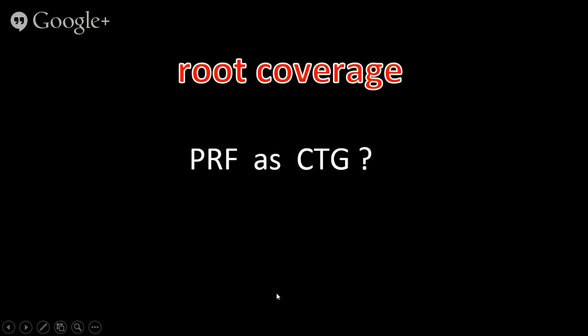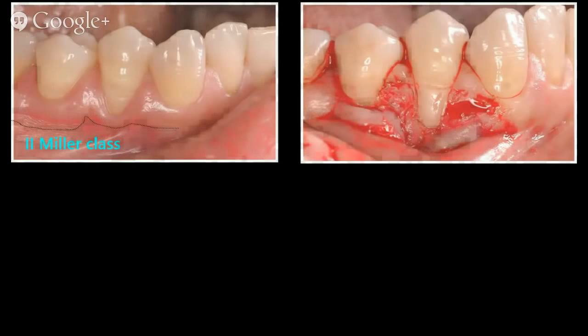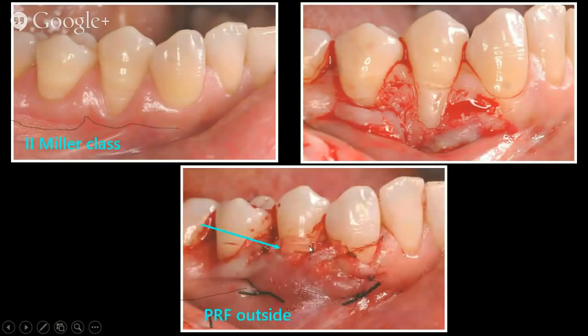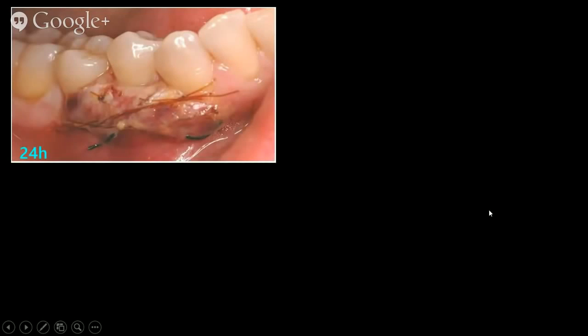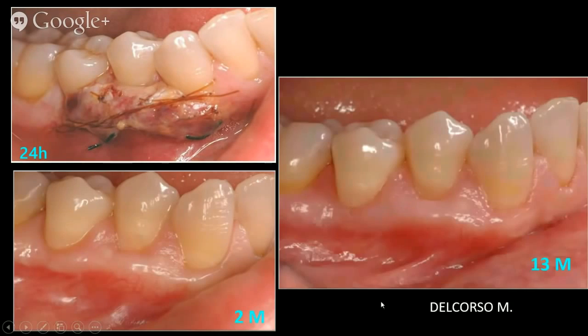We can use the PRF also for root coverage, PRF as a connective tissue graft. When we have recession, we can use the fibrin as it's a very good tissue matrix, but the protocol has to be with the fibrin exposed because we want to get more tissue with this concept of matrix. And then look how the flap is moving up at the place of the fibrin, and then you will obtain a very nice amount of keratinized tissue.